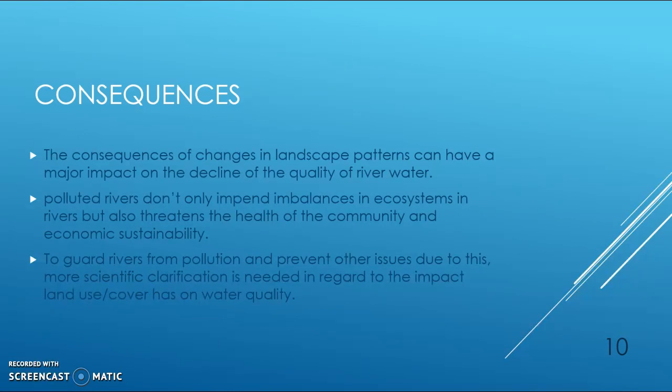Consequences. The consequences of changes in landscape patterns can have a major impact on the decline of the quality of river water. Polluted rivers don't only cause imbalances in ecosystems and rivers, but also threaten the health of the community and economic sustainability. To guard rivers from pollution and prevent other issues due to this, more scientific clarification is needed in regard to the impact land use and cover has on water quality.